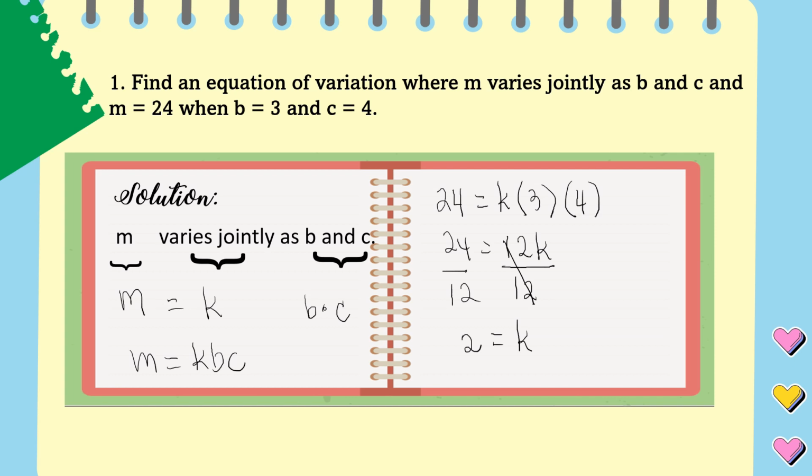So what would be the equation of variation? Again, we have the equation m equals kbc, and we have the derived value of k, which is 2. So we just have to substitute that. M equals 2bc. So this is the equation of variation.